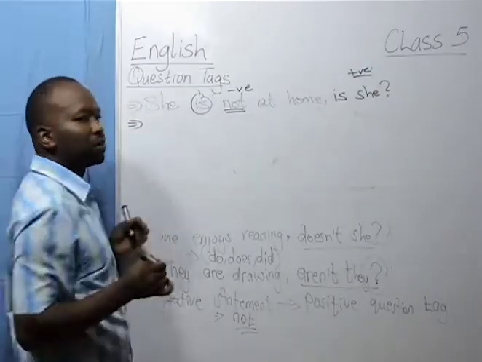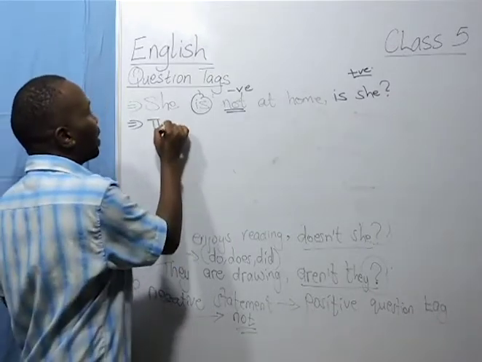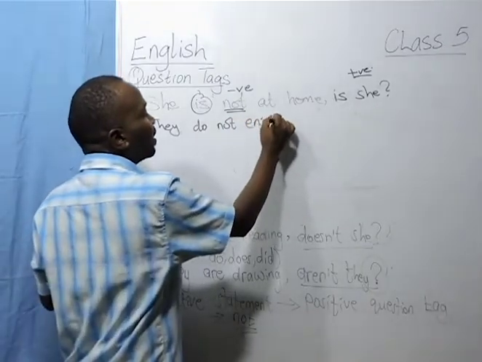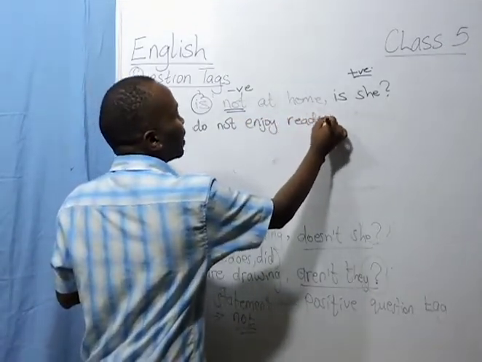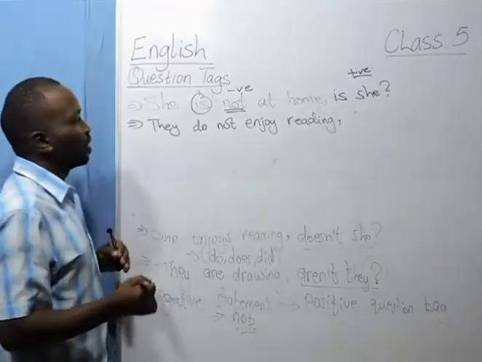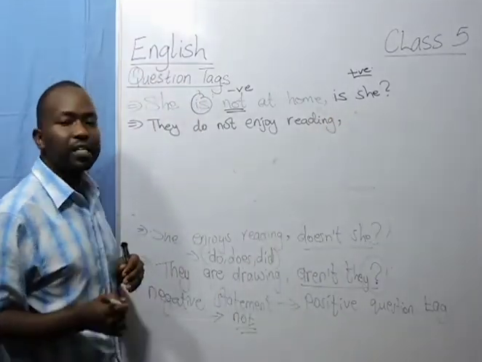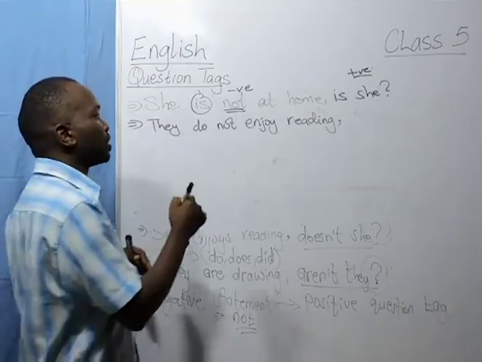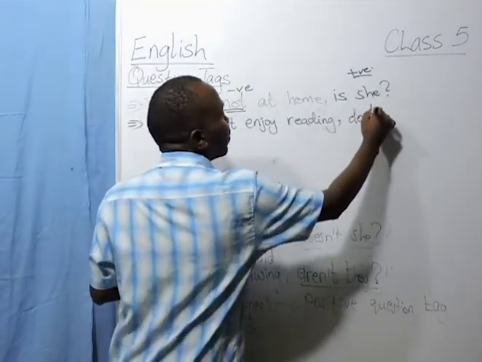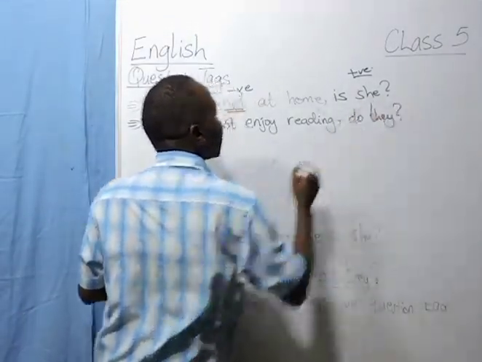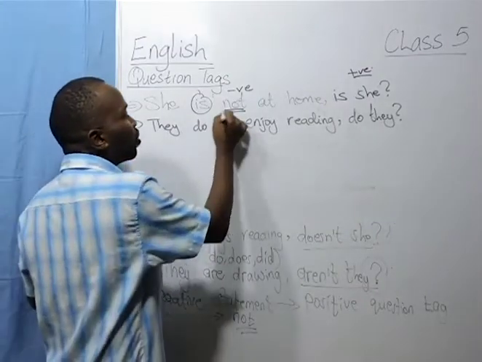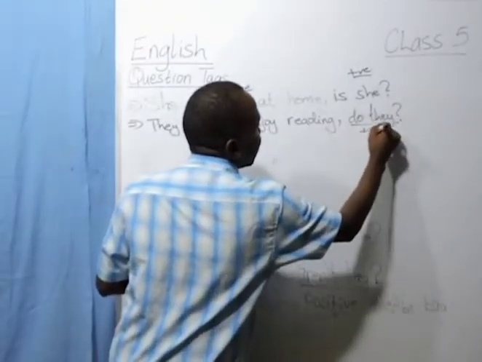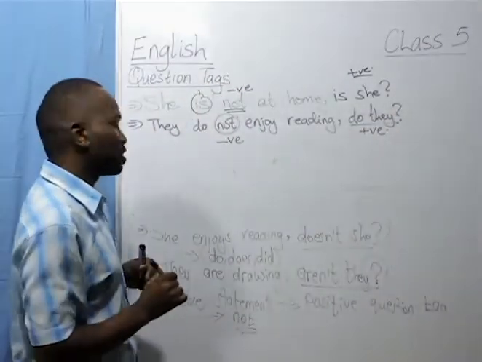Let's have another example. They do not enjoy reading. What will be the question tag for that statement? Yes, try. Very good. It will be do they? Question mark. So therefore, with the not being there, the statement is negative, and this one therefore will be positive.